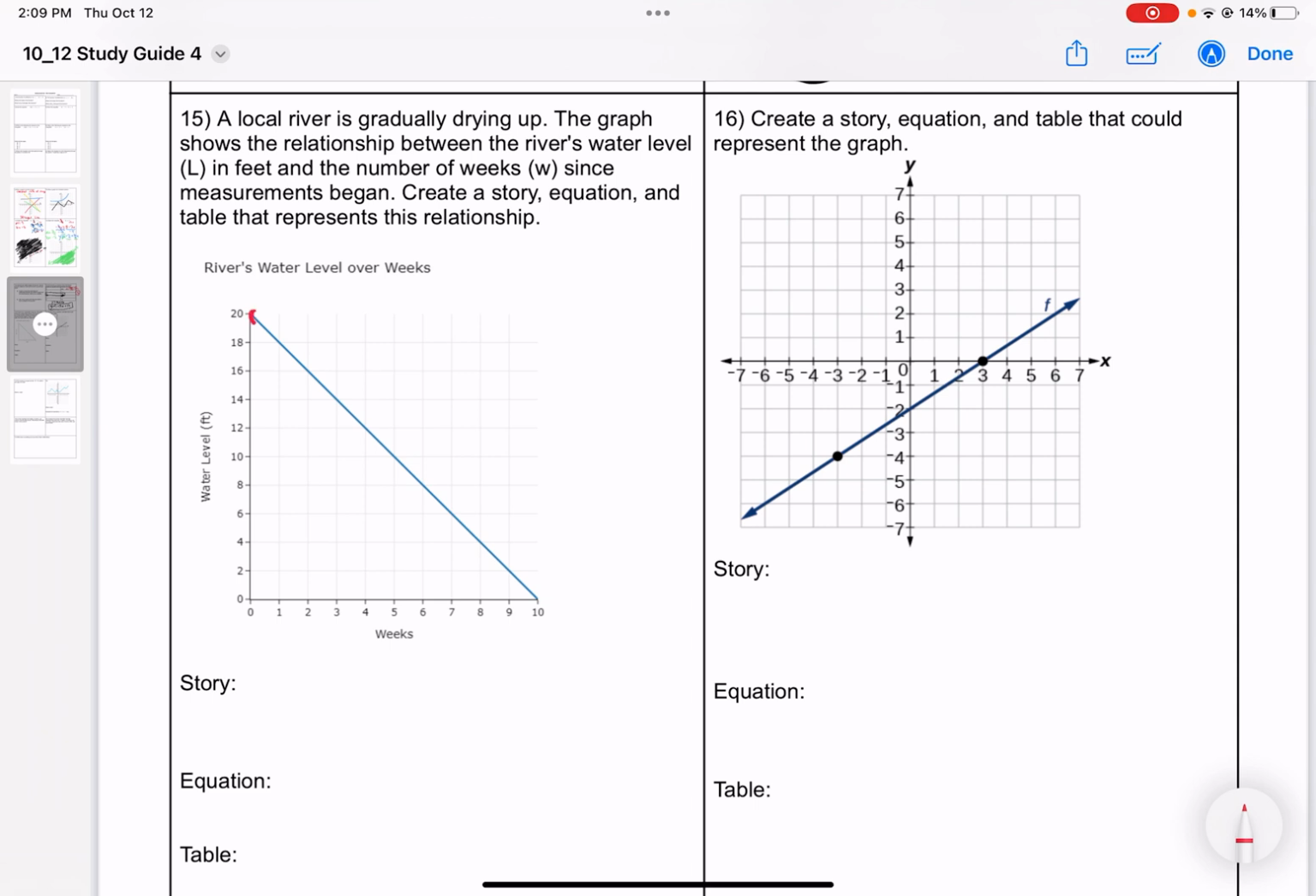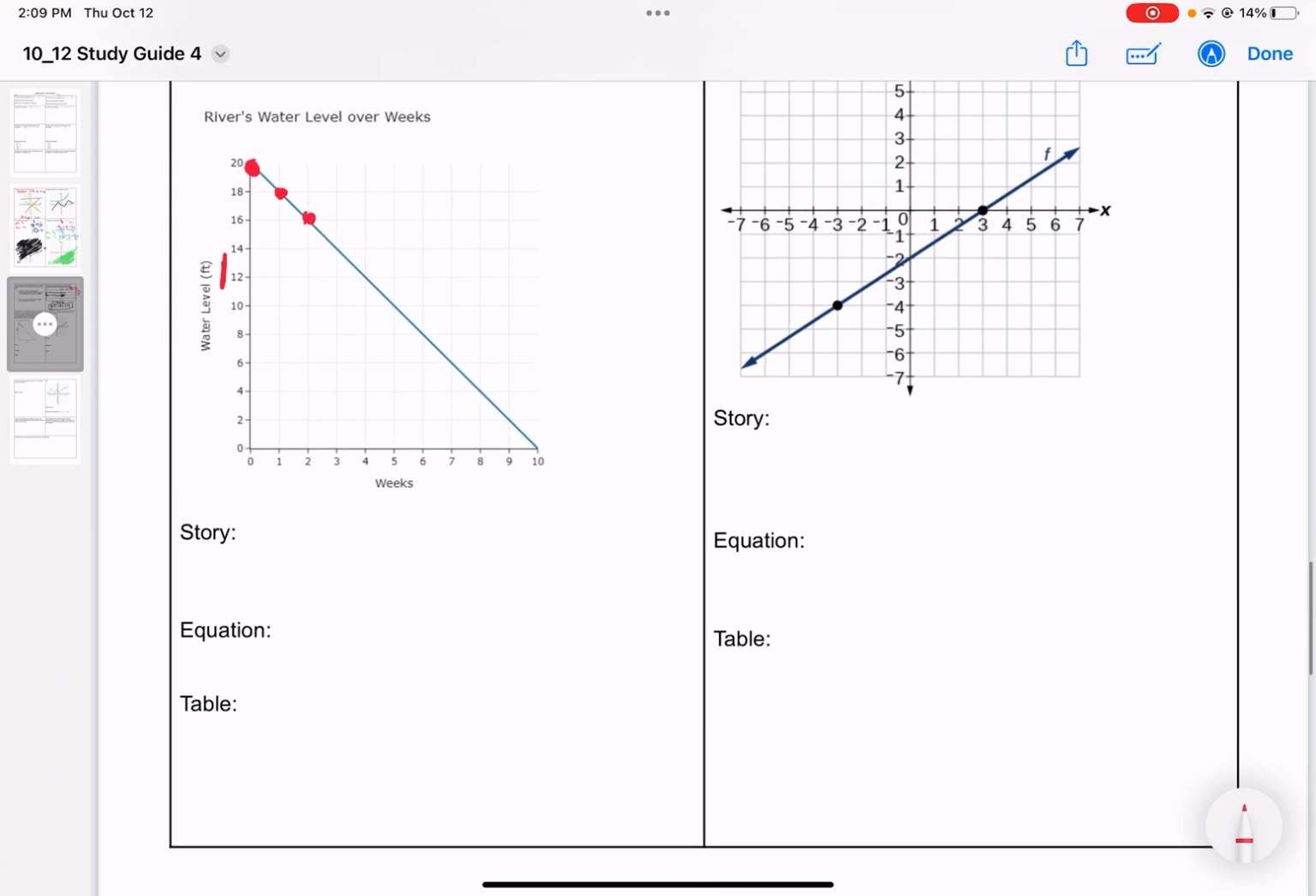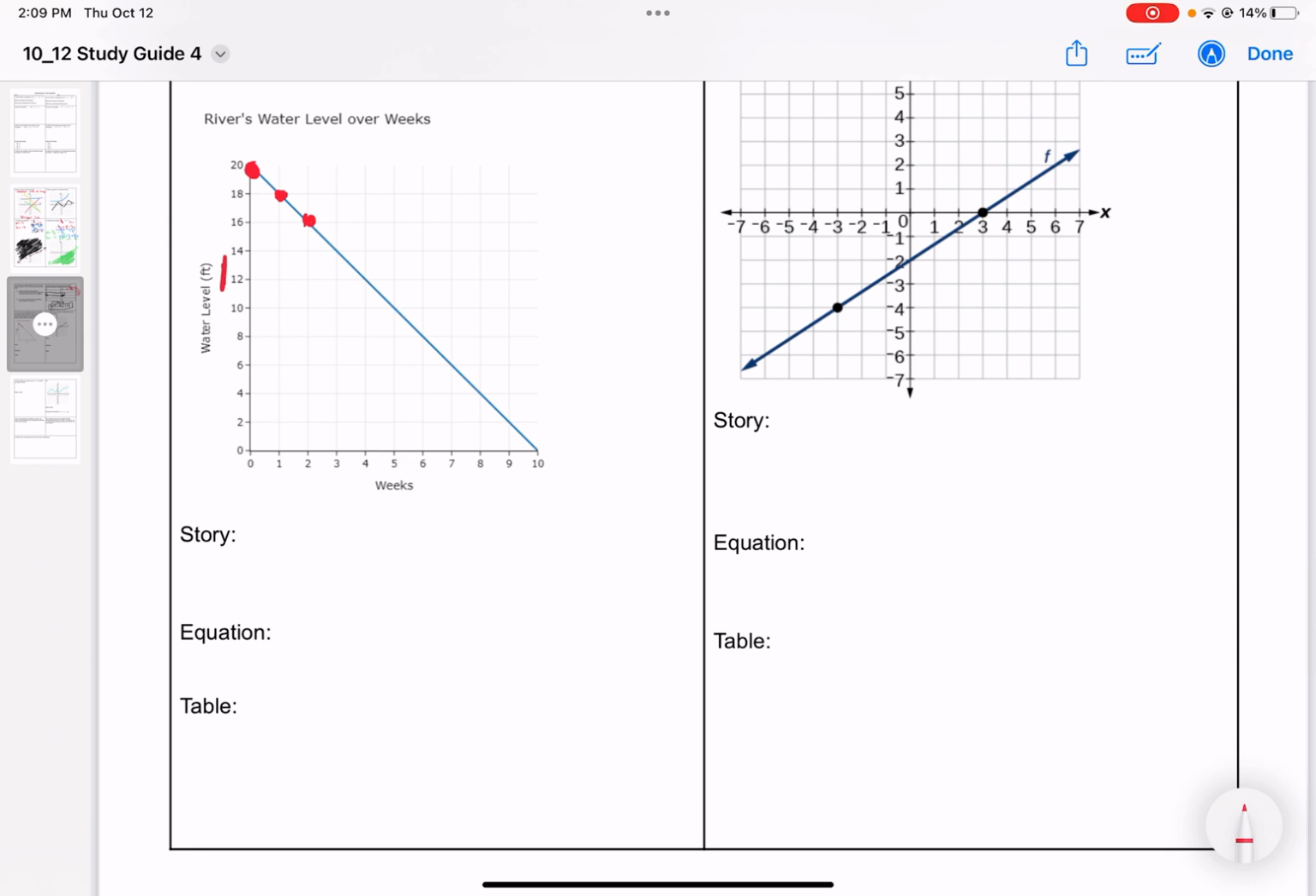I notice that this river starts at 20 feet high. And how much is it going down? It looks like it's going down right here. I have a point. It looks like it's going down 2 feet every week, right? After 1 week, it's 18. After 2 weeks, it's 16. So I could plug those right into the table if I wanted to, right? These are points on the graph.